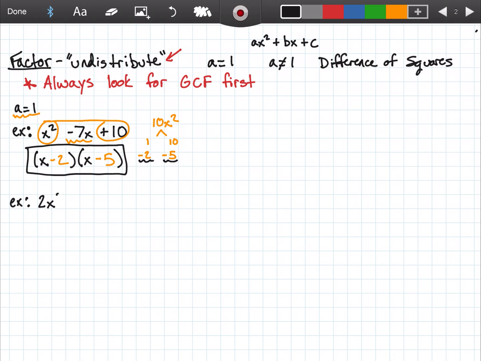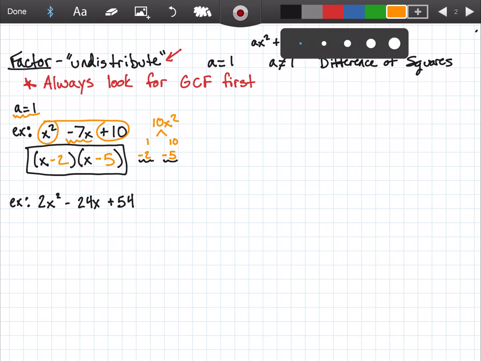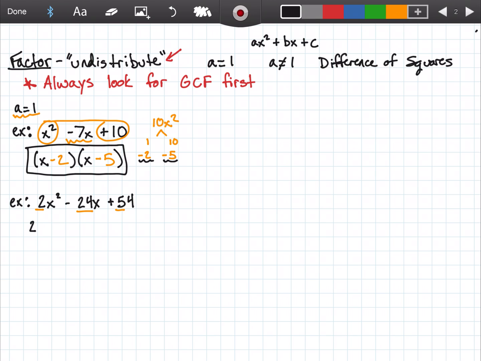Let's do 2x squared minus 24x plus 54. Okay. First thing, is there a GCF? Why, yes. Yes, there is. I can look at all 3 of these and see that those are all divisible by 2. So I factor out a 2 and get x squared minus 12x plus 27. And then we are going to factor what's on the inside.